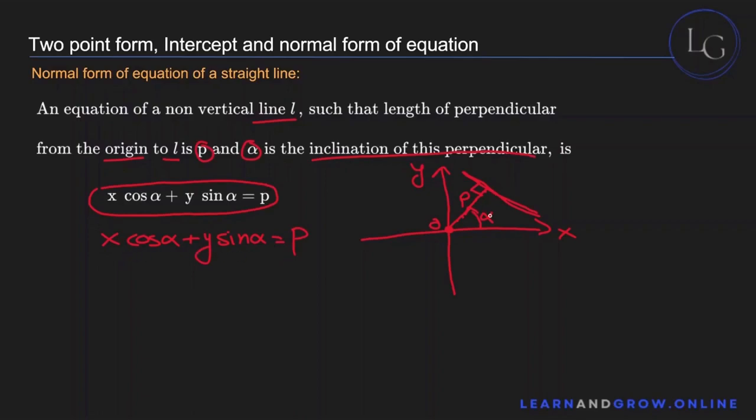For example, if you had alpha equal to, let's say, 60 degrees, and if P was equal to, say, 4, the length, well, then simply it would become x cos 60 plus y sin 60 is equal to 4, and that's your normal form equation.